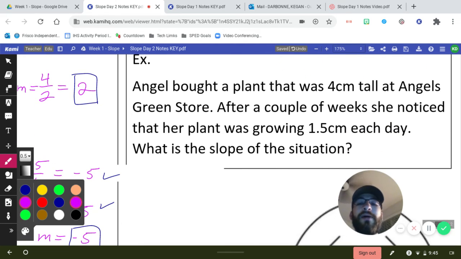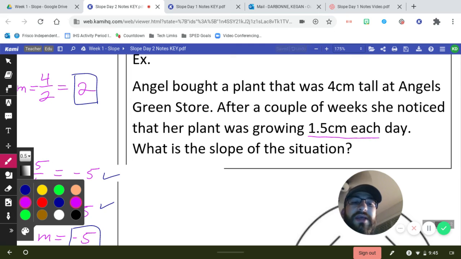So looking at our problem, Angel bought a plant that was 4 centimeters tall at Angel's Green Store. So the 4 centimeters tall, that's like its starting height, right? It's already 4 centimeters tall when Angel buys it. Okay. After a couple of weeks, she noticed that her plant was growing 1.5 centimeters each day.